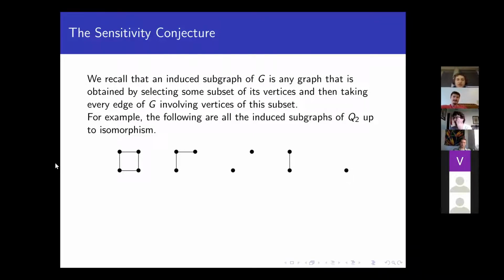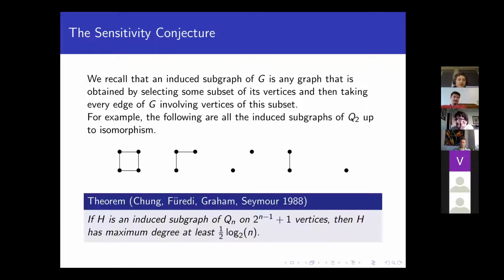And now with these definitions established, I can state this result of Chung, Füredi, Graham, and Seymour, which says that if you take H to be some induced subgraph of the n-dimensional hypercube on one more than half the vertices, then this induced subgraph has maximum degree at least this quantity here. So concretely, for the two-dimensional cube, this says if we take an induced subgraph on 3 vertices, then this induced subgraph will have maximum degree at least a half. In fact, it has maximum degree 2 in this case, but the lower bound just says that.